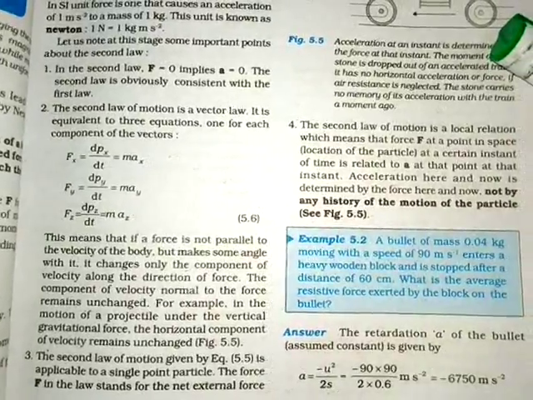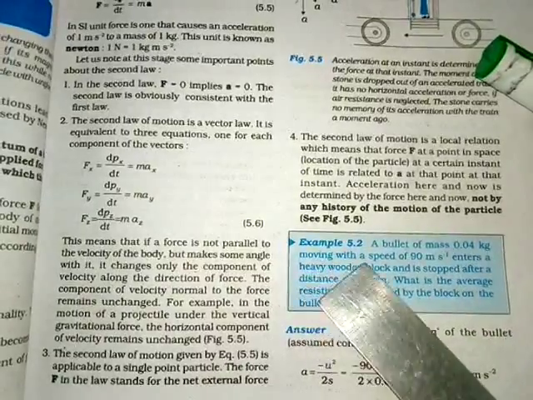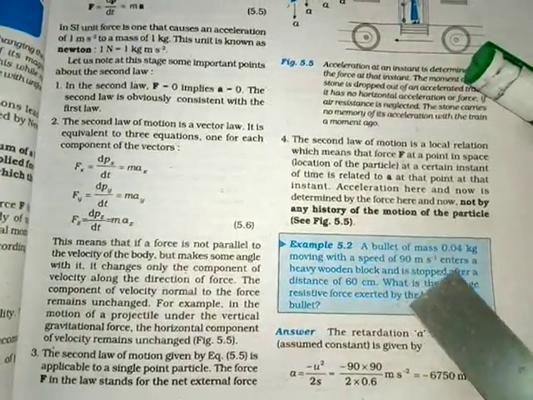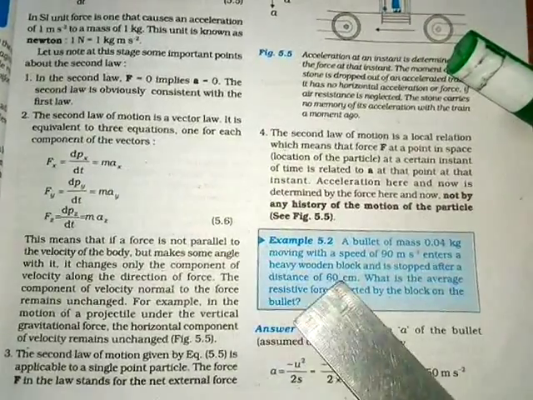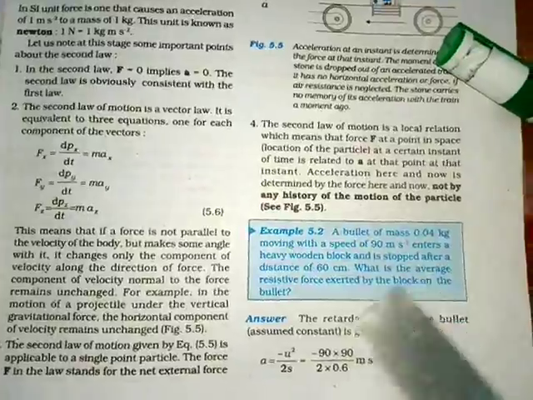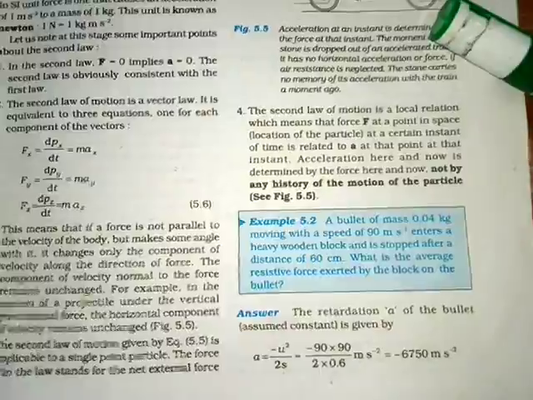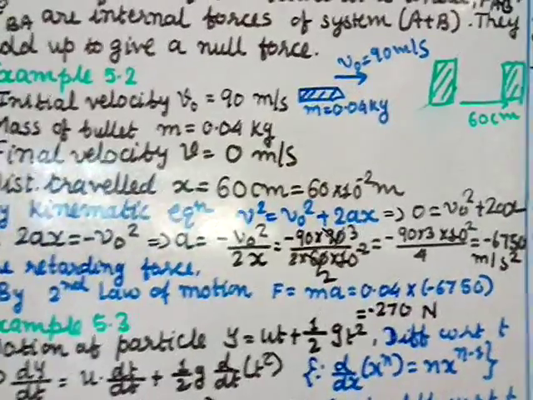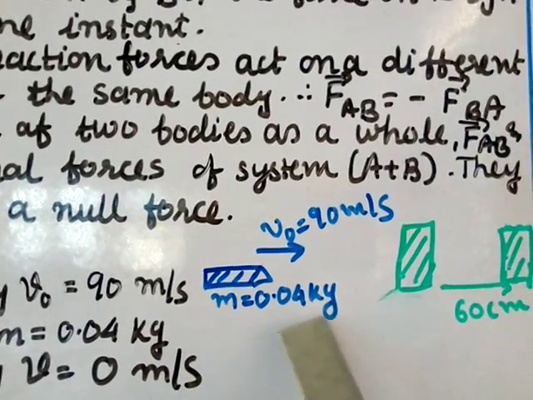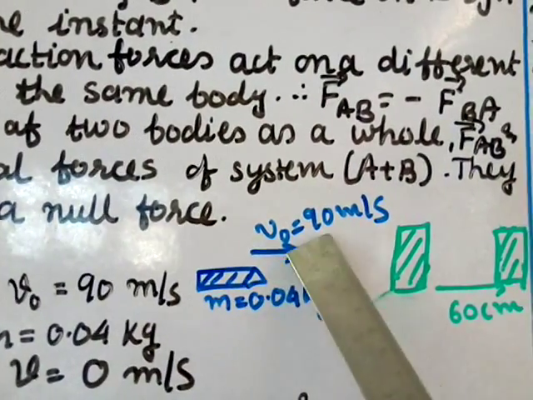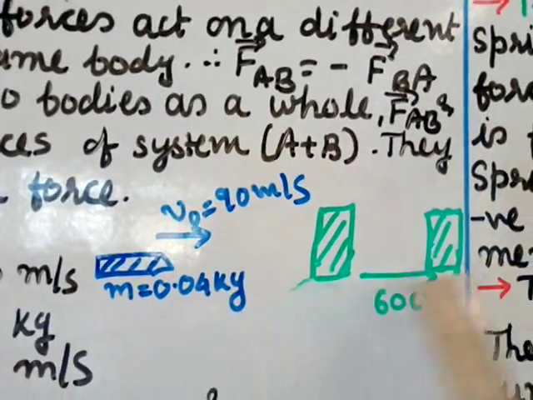Example 5.2. A bullet of mass 0.04 kg moving with a speed of 90 meters per second enters a heavy wooden block and is stopped after a distance of 60 centimeters. What is the average resistive force exerted by the block on the bullet? I have just drawn the small figure here. This is the bullet, its mass is given as 0.04 kg and it is moving with the velocity 90 meters per second. And this is the block. It is striking the block and moves into the block before it stops.